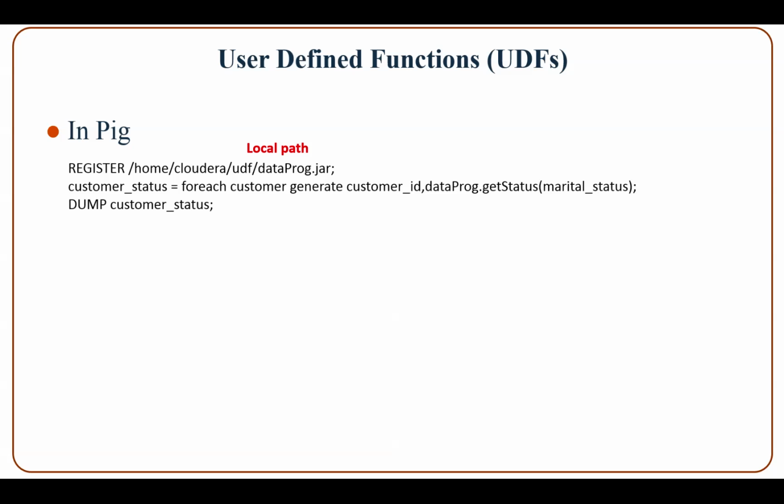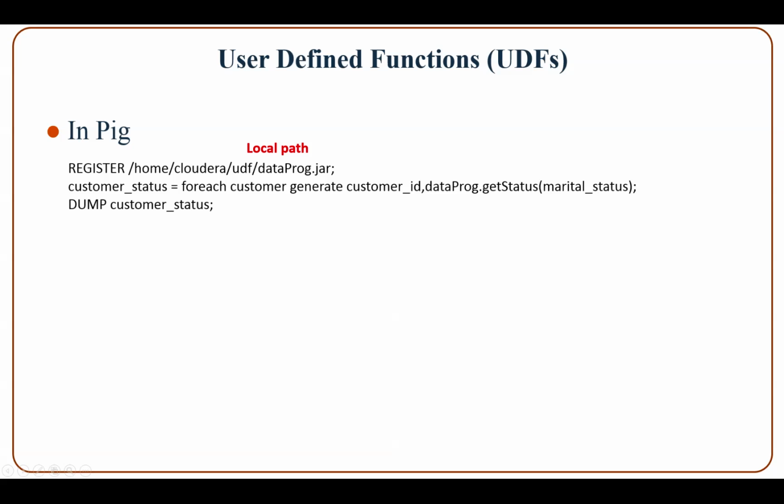So after compiling, and we have a jar file, namely dataproc.jar, we copy the jar file, let's say to the directory home/cloudera/udf, and this is the local path on your Cloudera virtual machine. In Pig, if you want to use the class, you need to run this line. So register and then give it the jar path, then it registers the jar file to Pig for use later.